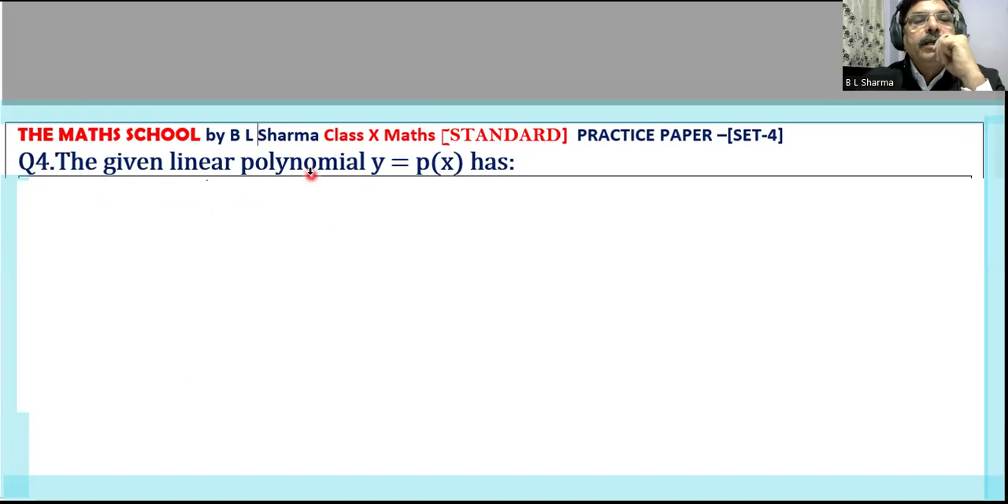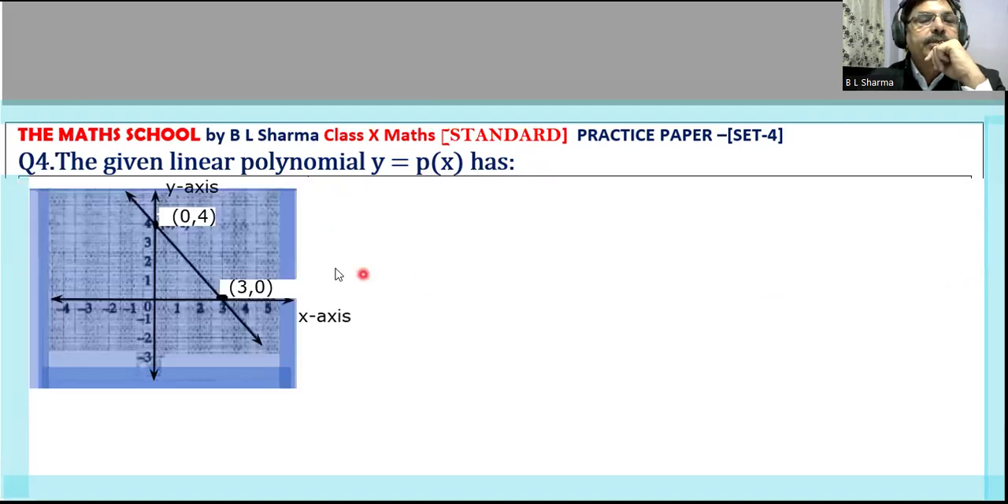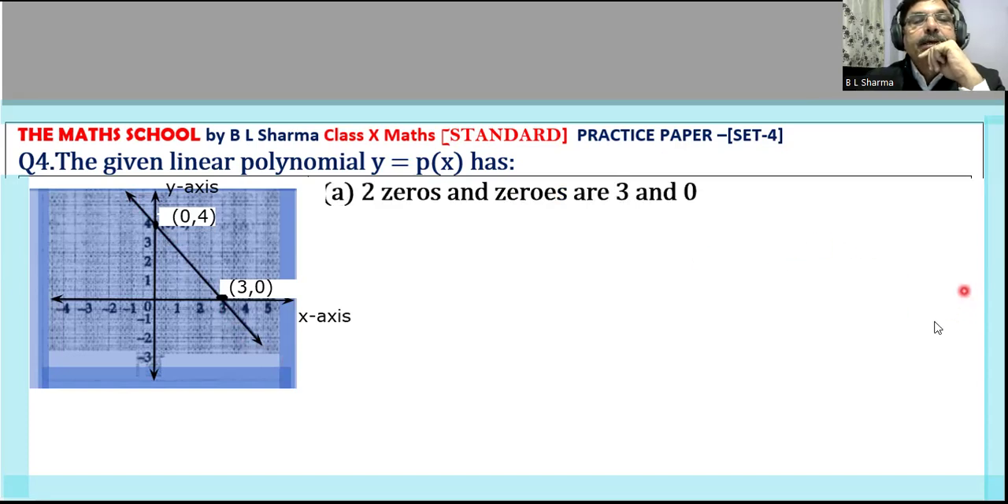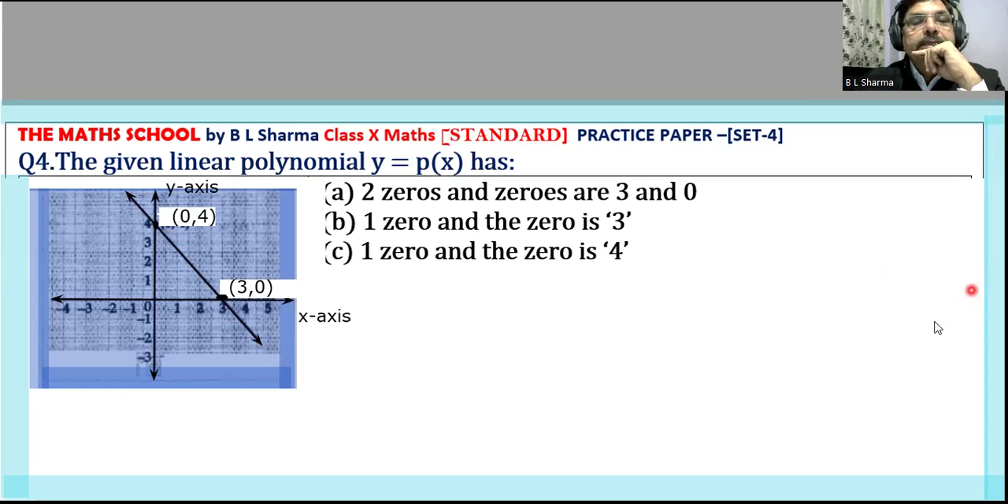The given linear polynomial, that is y is equal to p of x has, देखिए मैं इसको विजुलाइज करता हूँ. ये एक ग्राफ है, that is polynomial p(x), और इसके ऑप्शंस हैं. A: It has 2 zeros and the zeros are 3 and 0. B: 1 zero and the zero is 3. C: 1 zero and the zero is 4. And D: 1 zero and the zero is 0.